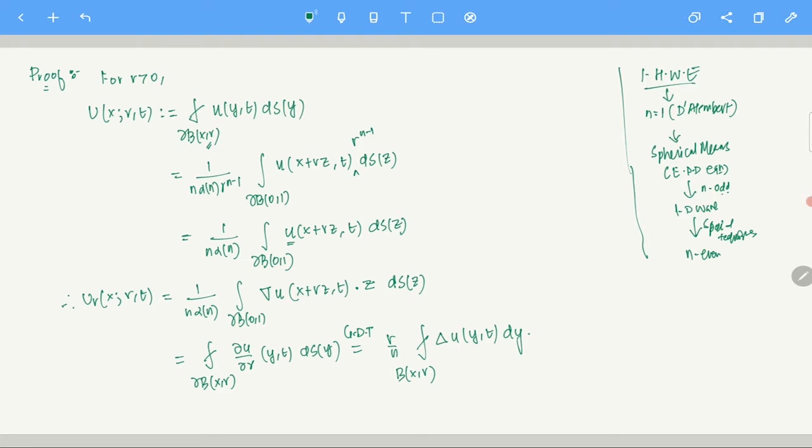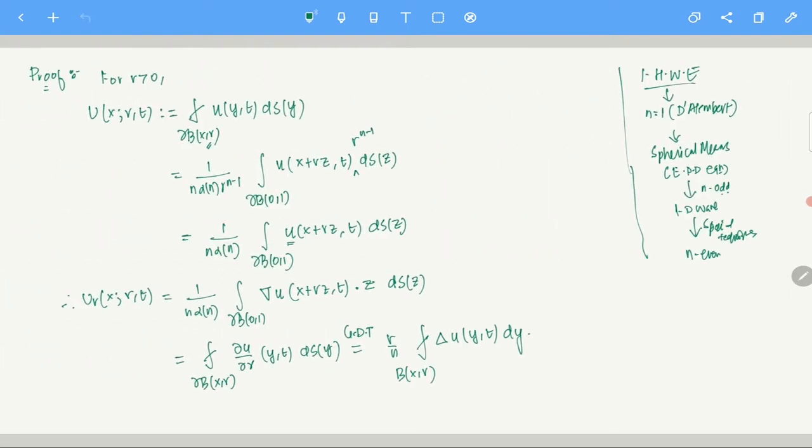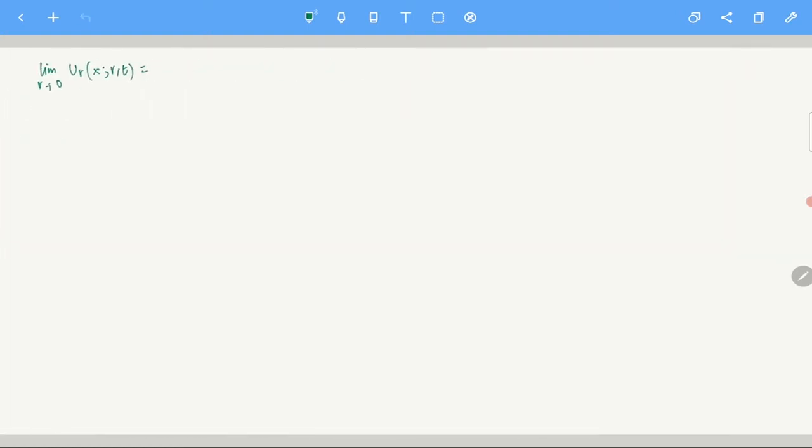Now, of course, this is true for r greater than 0, right? Now as r tends to 0, where do you think U_r of (x; r, t) converges? Of course, by looking at it, you do realize that it converges to 0. Clear?